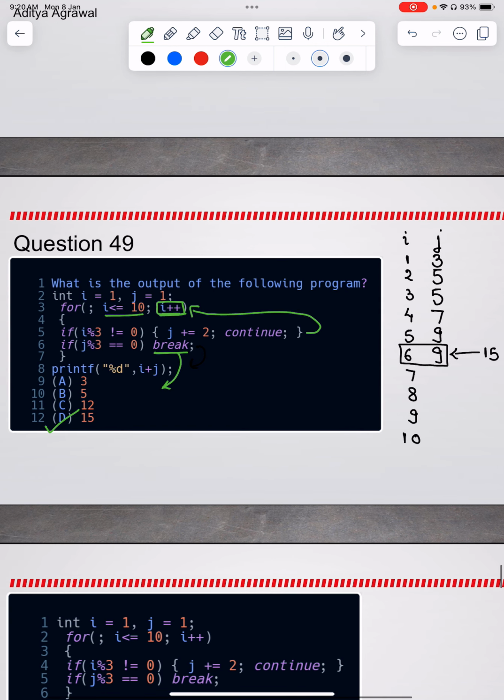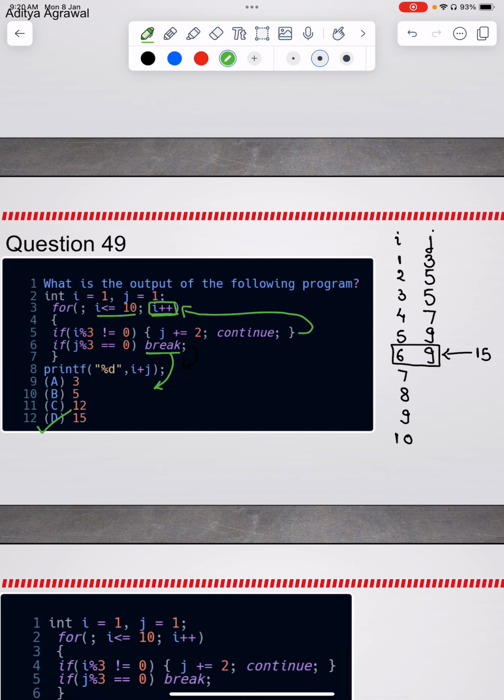So hope you understand this output. Hope you understand the working of this program.